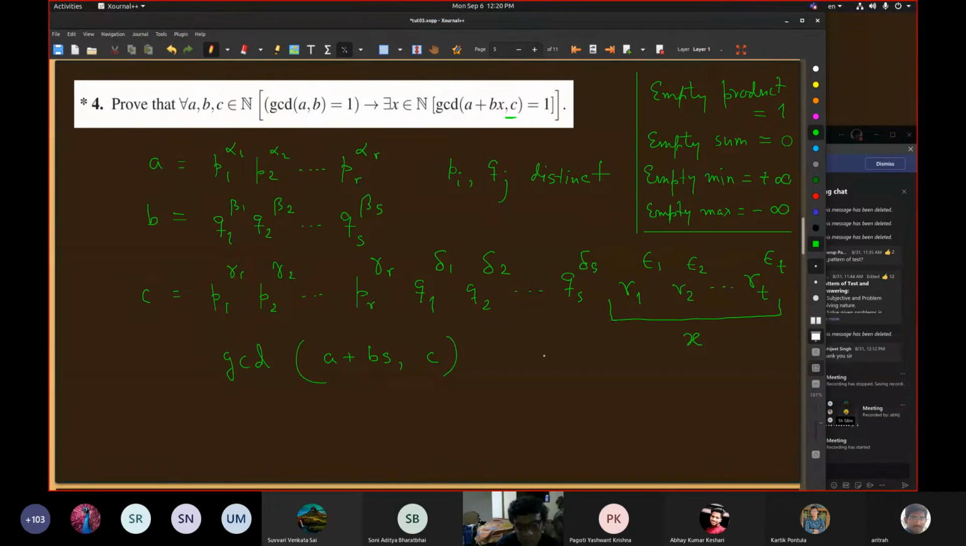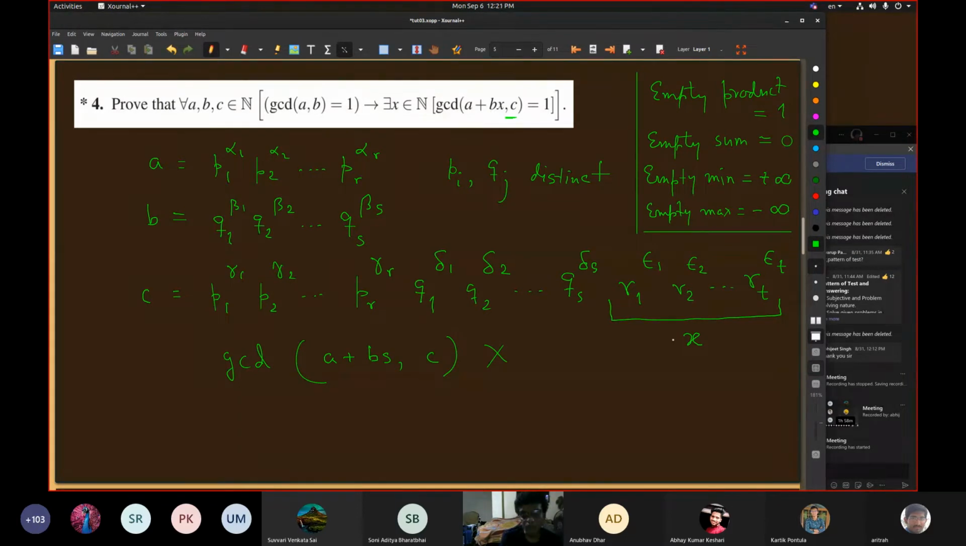Sir, I have a counter example, sir. You can find a counter example. This will not work. It's fairly straightforward to come up with a counter example. So this will not work. Whereas if you take X this way, it will probably work.